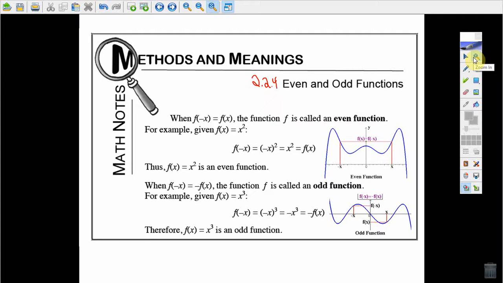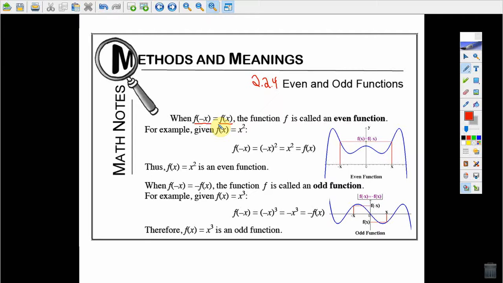These are probably new terms to you, and it looks confusing at first, but with a little practice, you'll be able to figure it out, okay? So, first thing we're going to look at are even functions. This says when f of negative x equals f of x, the function f is called an even function.